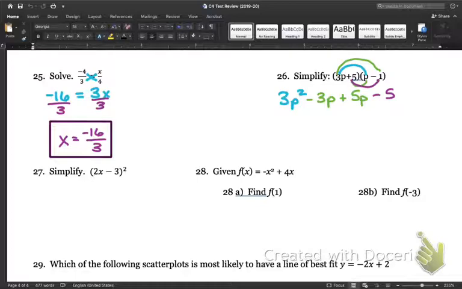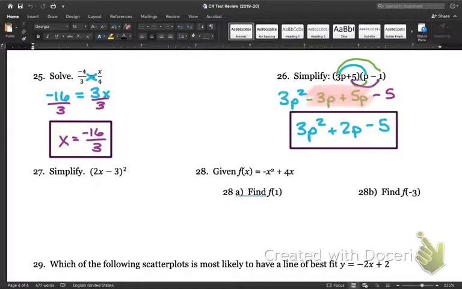Now, we're almost done, but we have to check for like terms. Our two middle terms are like terms, so we are going to combine them. So 3p squared stays, but negative 3p and 5p combine to positive 2p. And then negative 5, bring it down, and we're done.